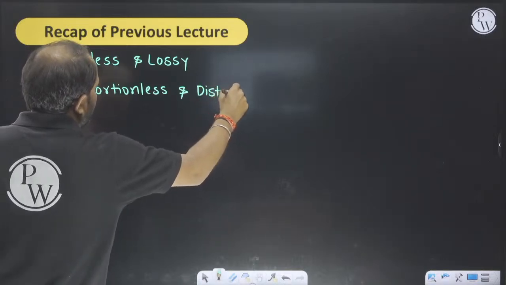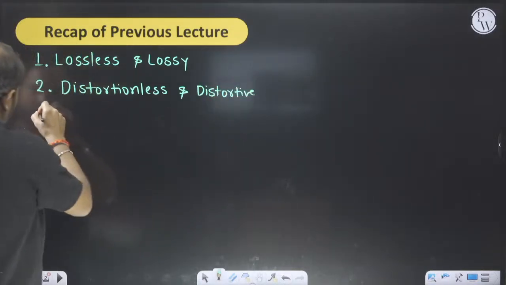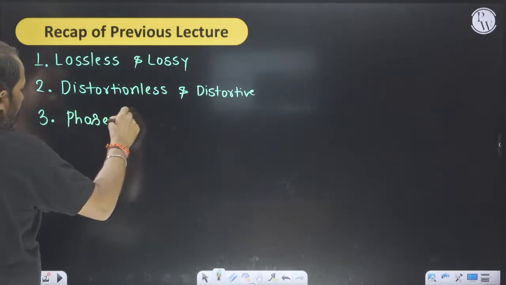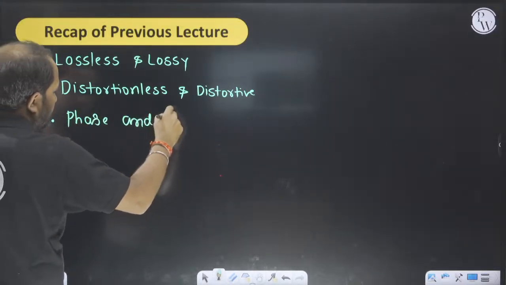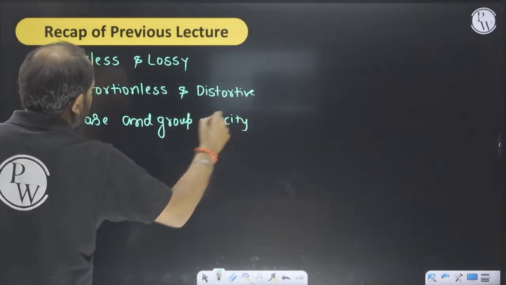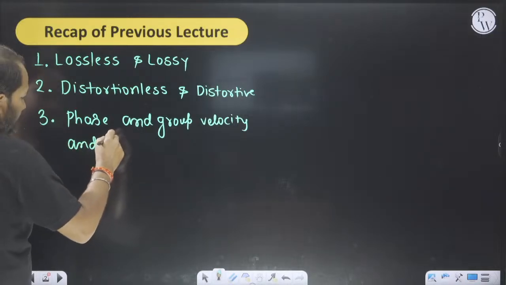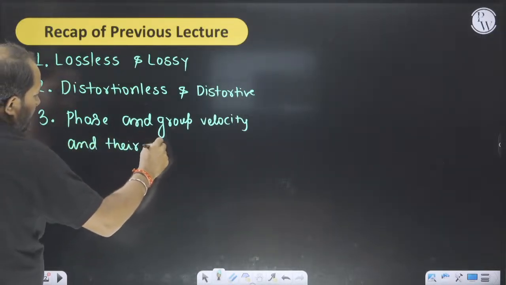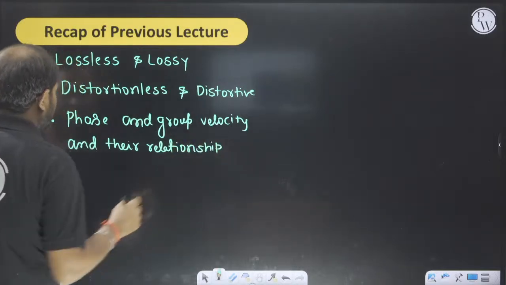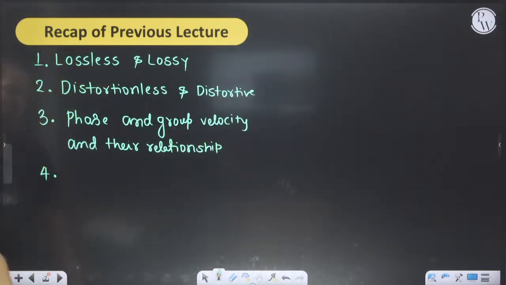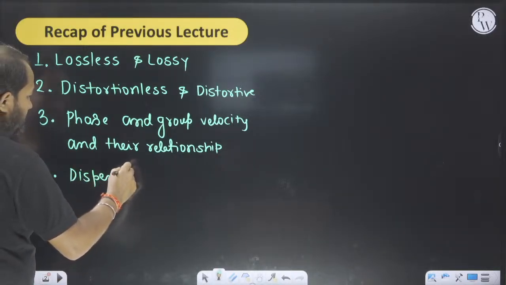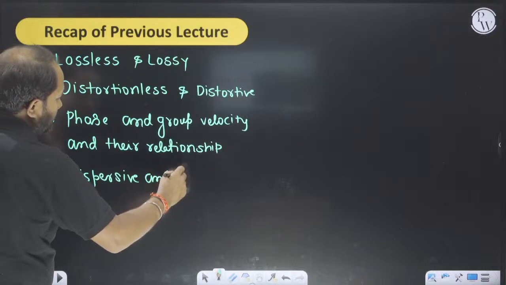Third thing we have studied is phase velocity and group velocity, and their relationship. Fourth thing we have studied is dispersive and non-dispersive.